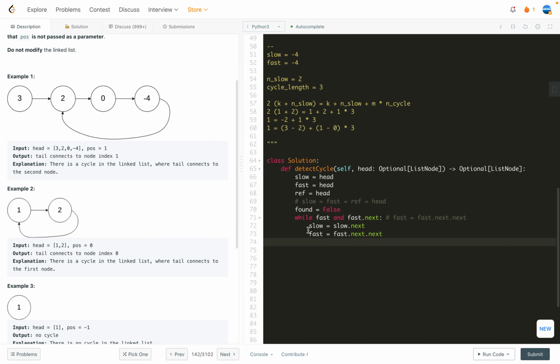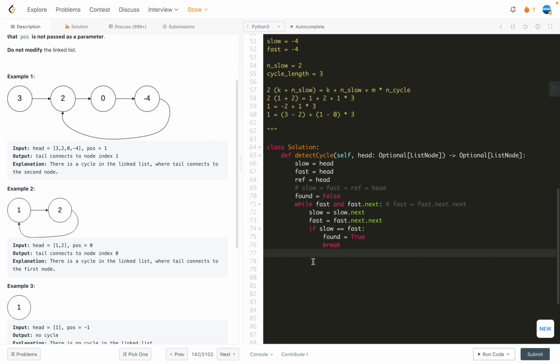This way, slow and fast meet. If slow equals fast as a list node, we set found to be true, and then we can break. Basically this is the cycle detecting logic. After the while loop, if not found, it means there's no cycle. We're going to return None, or you can just write return.